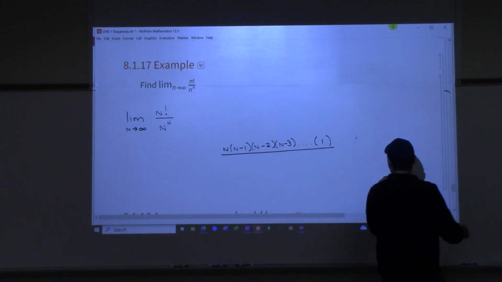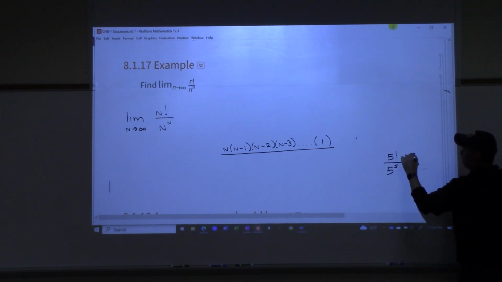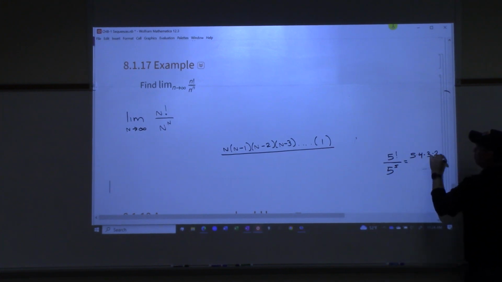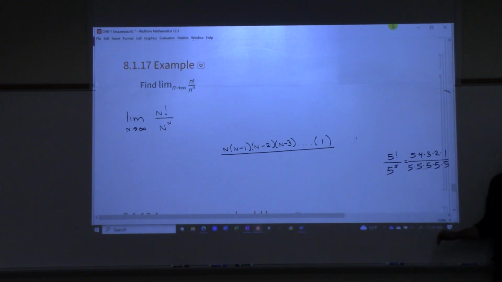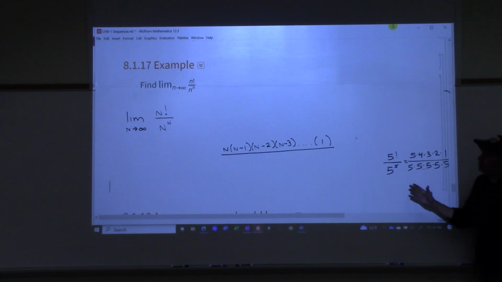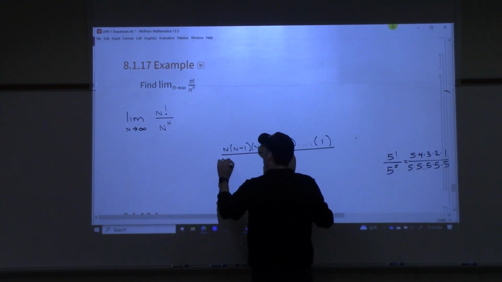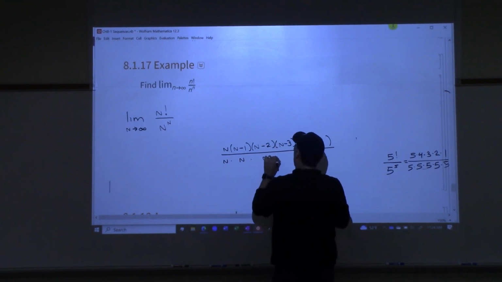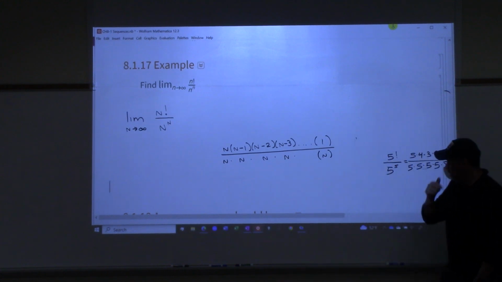Just as an example, if I had 5 factorial over 5 to the 5, this would be 5 times 4 times 3 times 2 times 1 over 5 times 5 times 5 times 5 times 5. That's the idea I'm doing here, but for n. So I'll have an n under each one of these: n times n times n, all the way to my last n right there, dot, dot, dot.